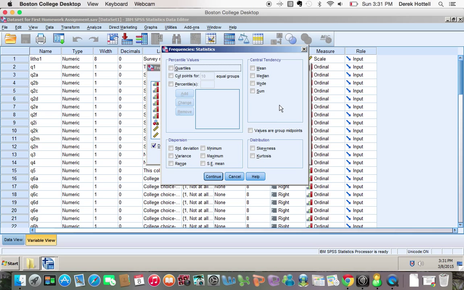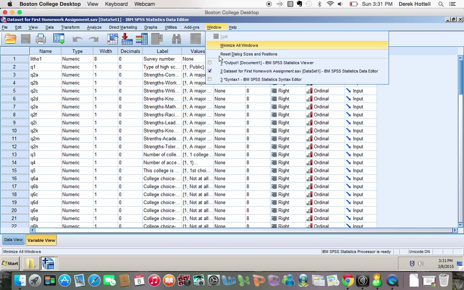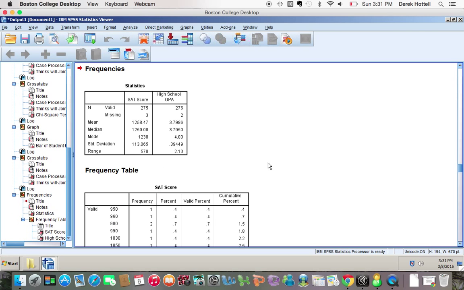And for this, they are interval and ratio level data, so measures of central tendency are meaningful for them. So let's include them, as are these dispersions. So let's include standard deviation and range. Continue. Paste, so we can save the syntax. Window, we'll go to our syntax window. We'll highlight that operation, and we'll click the run operation, green arrow.